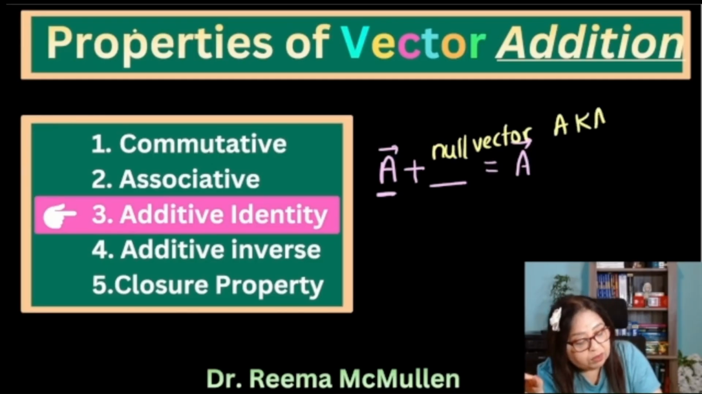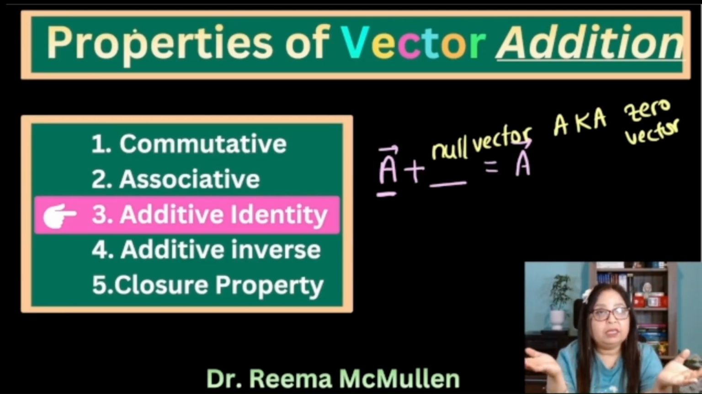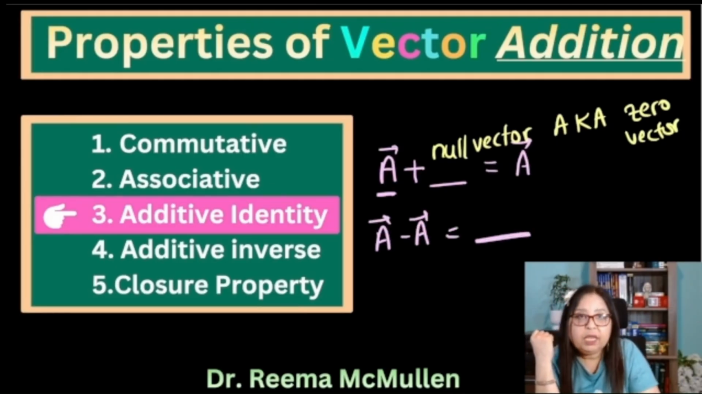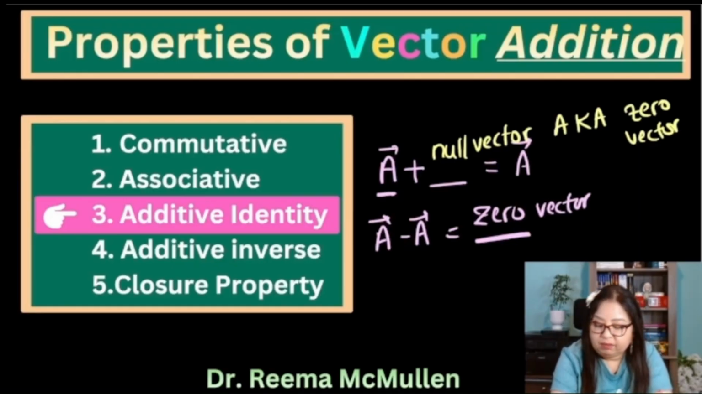Also known as what kind of vector? Zero vector. So zero vector is a vector that, when added to any vector, does not change the identity of the vector. You could subtract it from any vector, you could add it to any vector, and it would not change a thing. Now the question is, why do we need it? We need it because if you subtract a vector from itself, what would you get? A zero vector. All right. Hopefully that made sense.